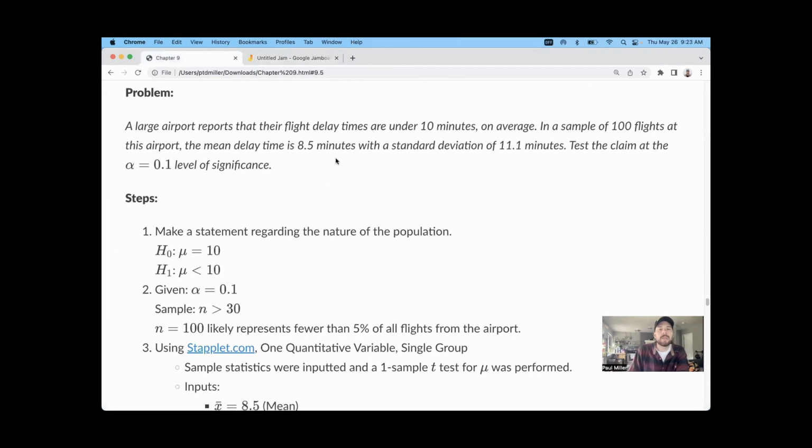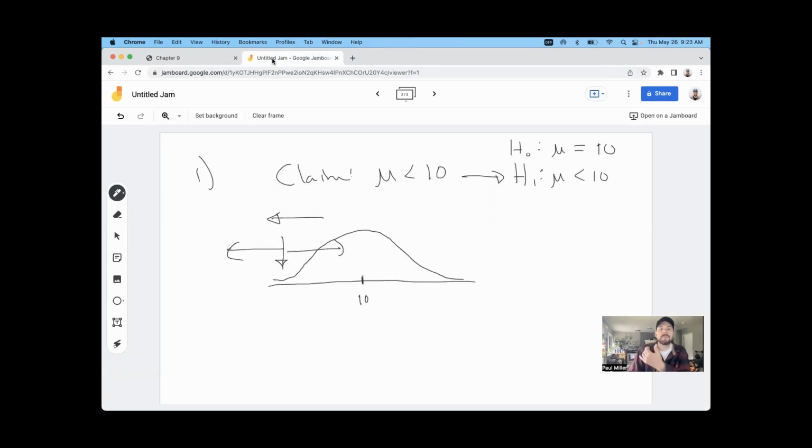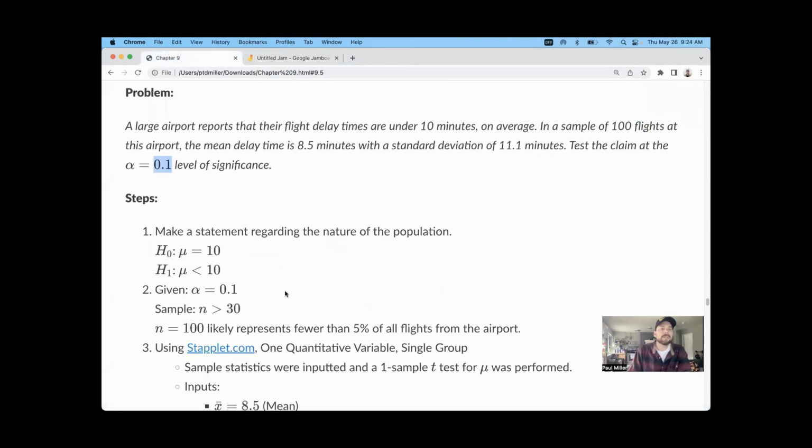So then I check the requirements, and I note that there's an alpha of 0.1. So that will be the cutoff for, I want to be in that left 10% of possibilities to really consider myself far enough to the left. And the requirements for this one are, we need to have a simple random sample.